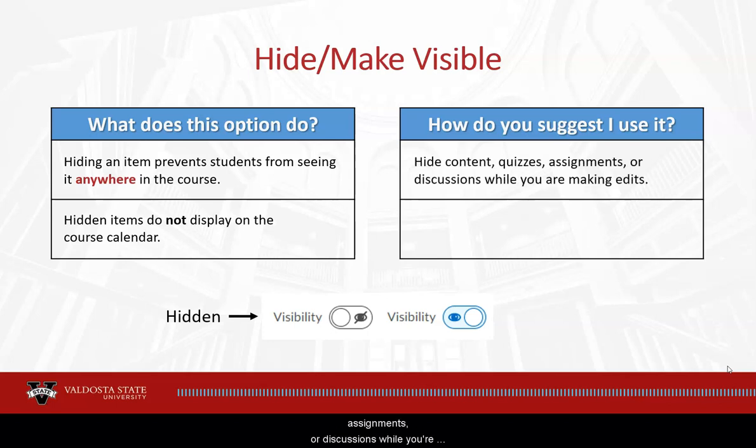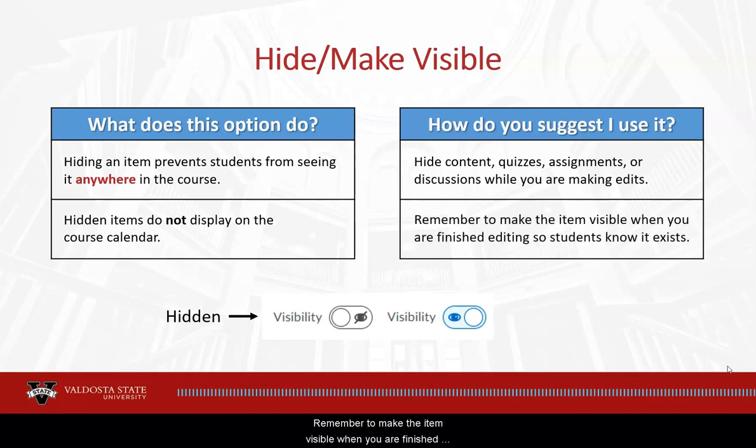Hide content, quizzes, assignments, or discussions while you are making edits to that item. That way, students cannot simultaneously open the item and access information that may soon be outdated. Remember to make the item visible when you are finished editing so students know it exists in the course. If an item is made visible, you will see this icon, an open eye.